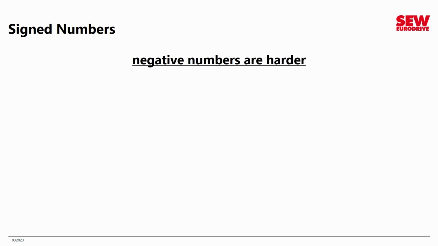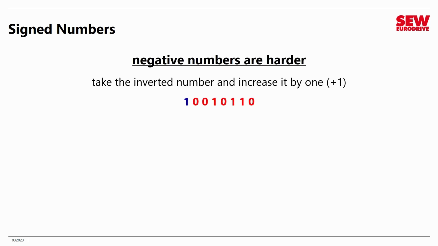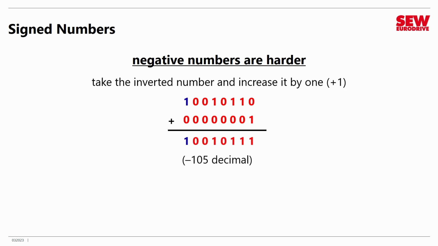And now we have to do something else. We take that inverted number, and I've got the same number here, and we increase it by 1. We add 1 to it. Sort of like this. We do this like an addition problem like we learned in grade school. Just add up the columns. If there's a carry, move it into the next column. So there we go. That's our number increased by 1. So it is 1001 0111. And that is now a negative number. It is minus 105 if we would convert it back to decimal. So that is how you make a negative number.